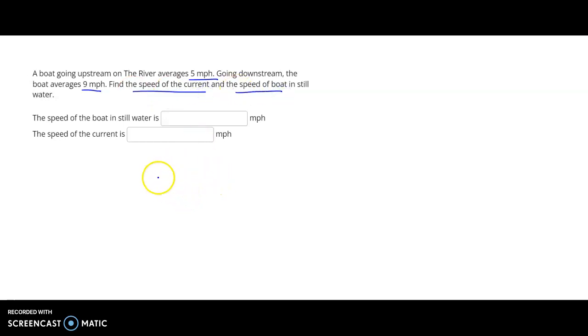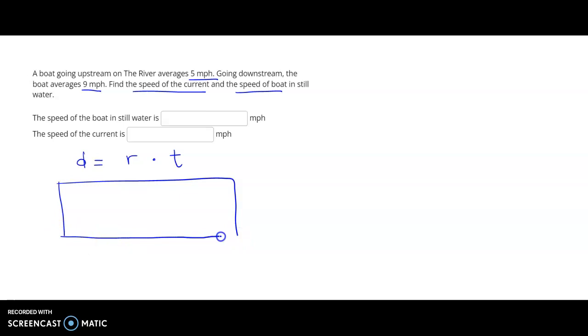Okay? So the way I like to solve this problem is by using distance equals rate times time. We need to use that formula. So distance equals rate times time. And what we're going to do is set up a table. Now if you notice, we have two trips. We have one trip downstream and we have one trip upstream.